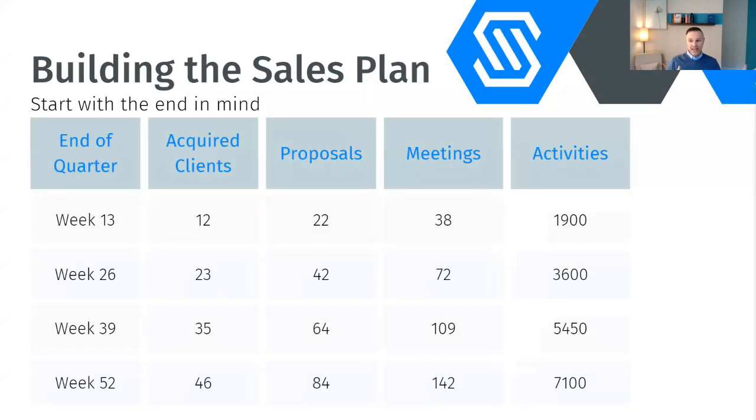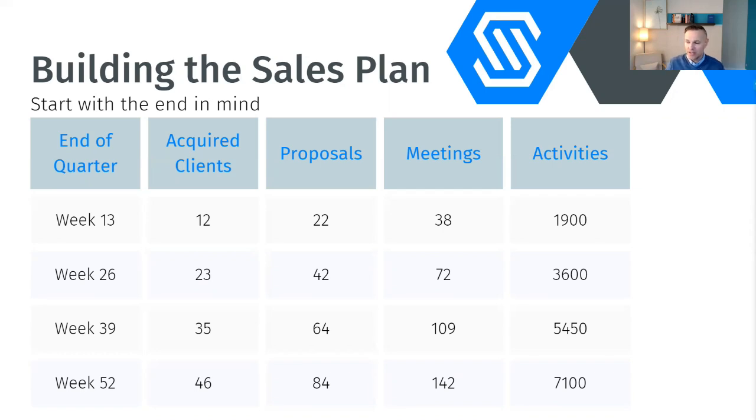Now that we're looking at that yield, we actually have to use the sales performance data to see, okay, out of how many acquired clients, how many proposals is that going to take? How many meetings is that going to take? How many activities do we need to do to get those meetings, right? And now we're starting to lay out the quarterly benchmarks. Super simple, right? Again, we're framing out the what needs to happen part of the plan, okay?